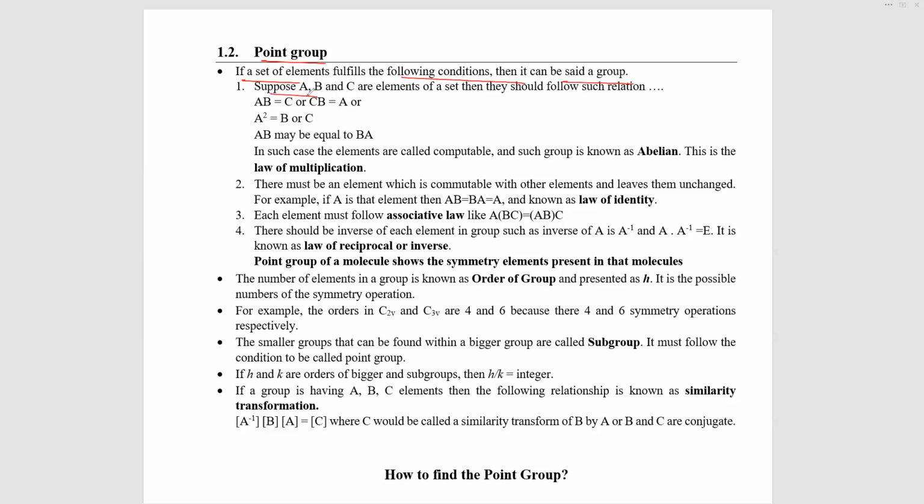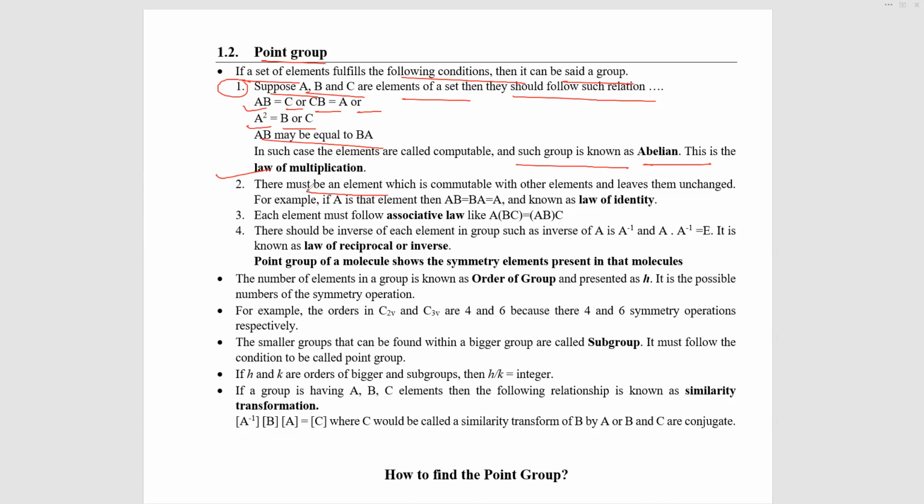For example, suppose A, B, C are the elements of a set, then they should follow such relations like AB must be equal to C, or CB must be equal to A, or A square is equal to B, or AB may be equal to BA. In such a case, the elements are called commutable, and such a group is known as an abelian group. This is the law of multiplication. So, if we want to say a set is a group, then it should follow the law of multiplication.